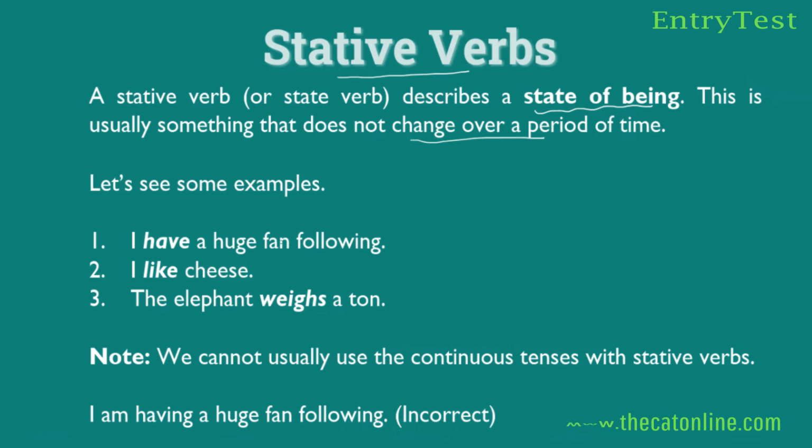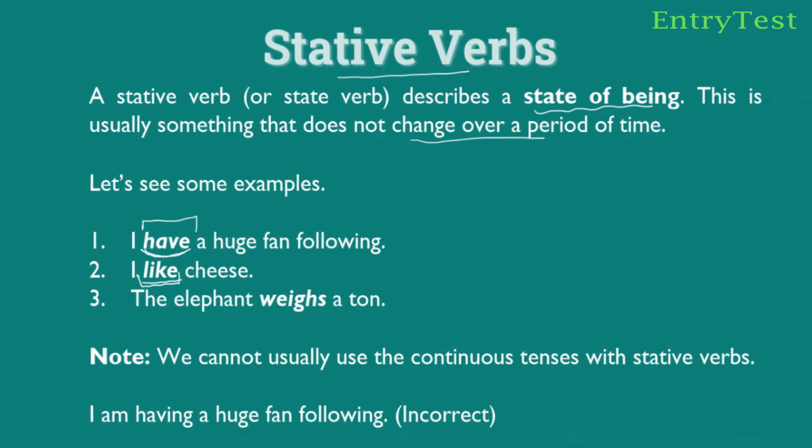I have a huge fan following. So friends, here I am not doing any action, but this word have, it is showing my state, that I have some following here. Okay, some people follow me. Okay, so this is my state presently. It is showing a state of being. I like cheese. Again, I am not doing some action here, but this verb like is showing my state that I have some liking for something.